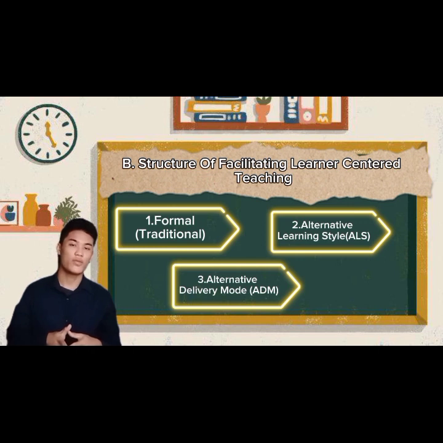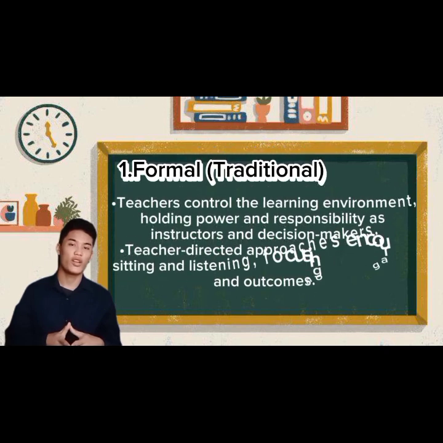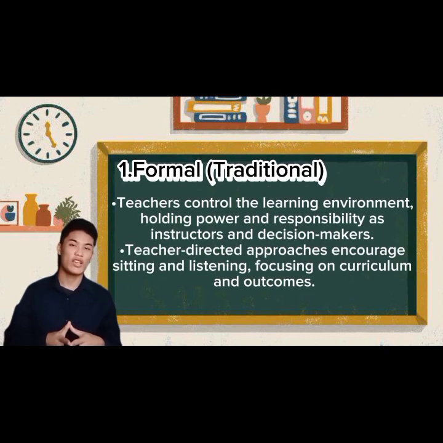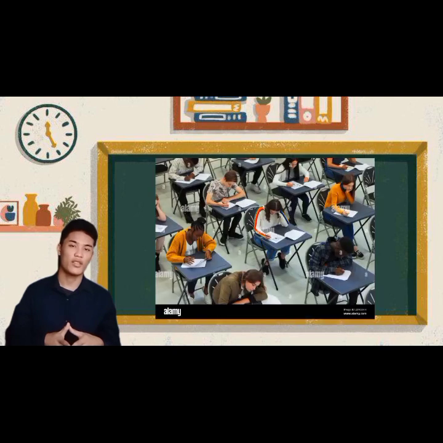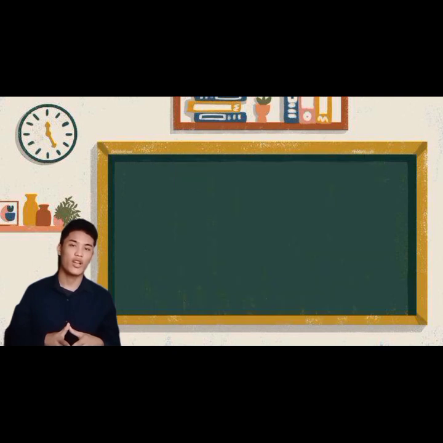So let's discuss first number one, formal and traditional. The teacher controls the learning environment, holding power and responsibility as instructor and decision maker. Teacher-directed approaches encourage sitting and listening, focusing on curriculum and outcomes. For instance, attending school or university where students follow a set curriculum, attend classes, complete assignments, and take exams to demonstrate their understanding of materials is a form of formal education.